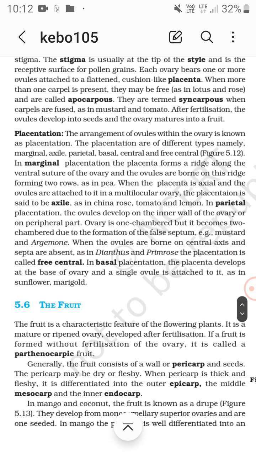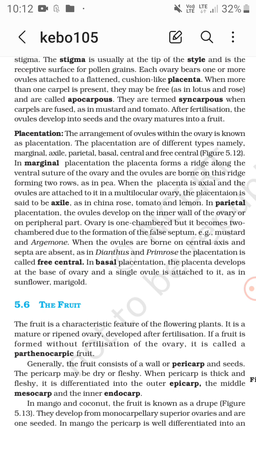Now what are these? So marginal placentation: when the placenta forms a ridge along the ventral suture of the ovary and the ovules are borne on this ridge, forming 2 rows, as in pea. So axial placentation: when the placenta is axial and the ovules are attached to it in a multilocular ovary, kind of chamber, the placentation is said to be axial. Okay, now parietal placentation: the ovules develop on the inner wall of the ovary or on peripheral part. So this is parietal placentation.